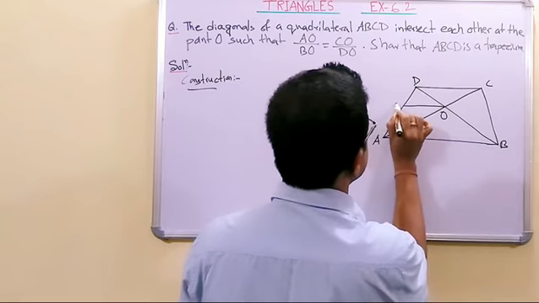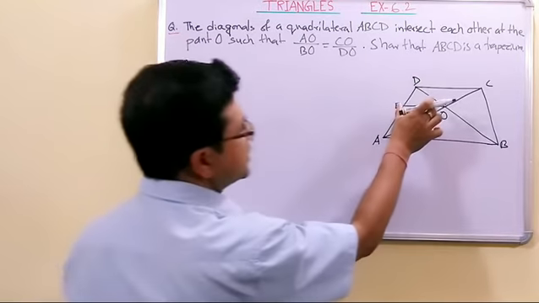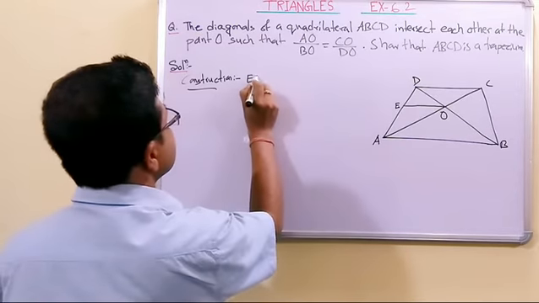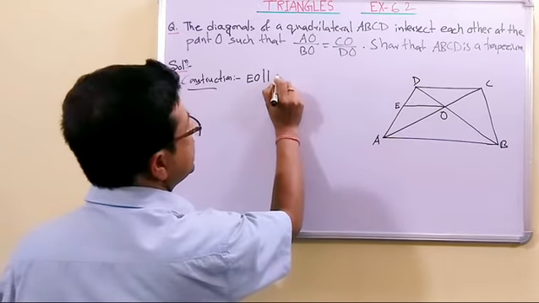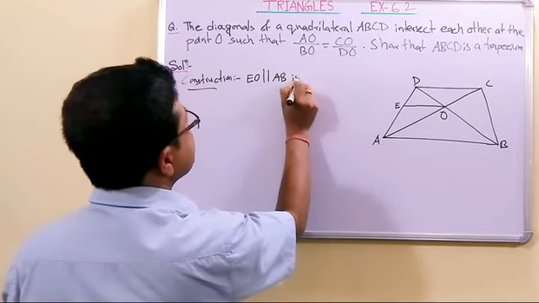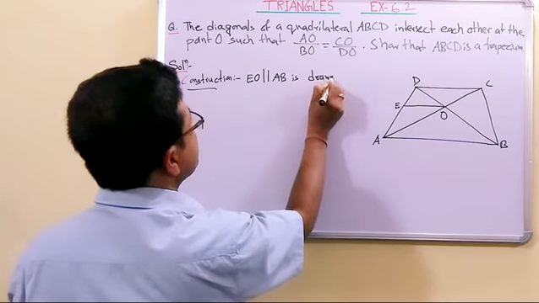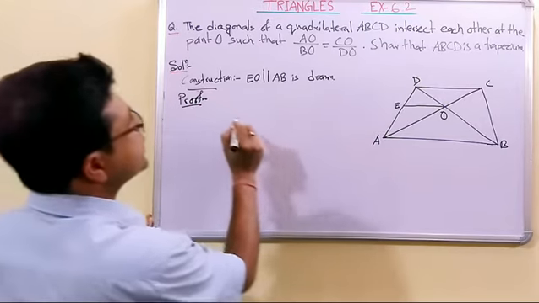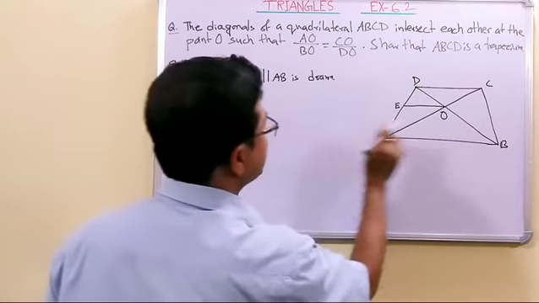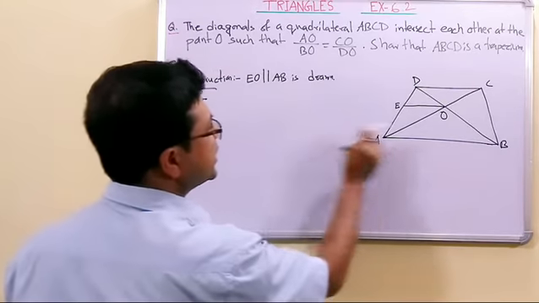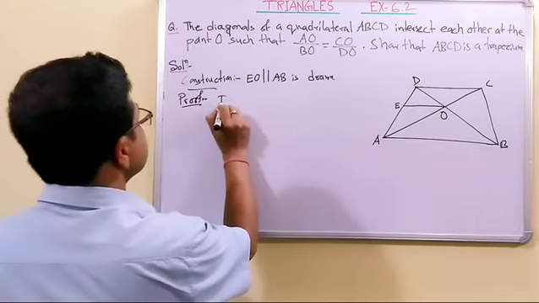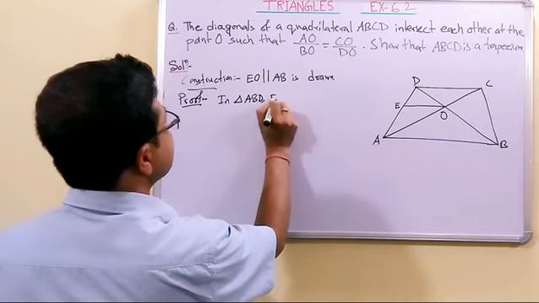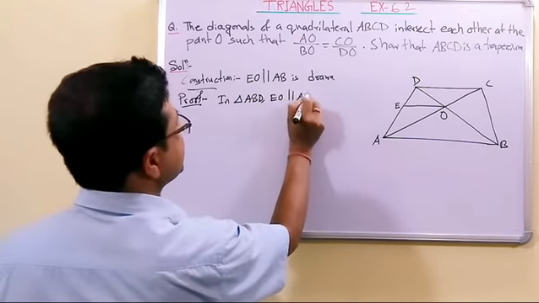So this is E. Let us draw these two parallel. EO is drawn parallel to AB. Let us prove. Okay. Now, as they are parallel, so they are parallel in which triangle? In triangle ABD, EO is parallel to AB.